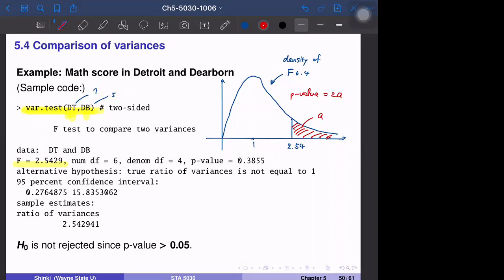And with degrees of freedom 6 and 4, the p-value is 0.3855. So that means A is around 0.1927 or 8. So we don't reject the null hypothesis because the p-value is larger than the threshold. Usually we set that to 5%, so we don't reject the null hypothesis at significance level 5%.